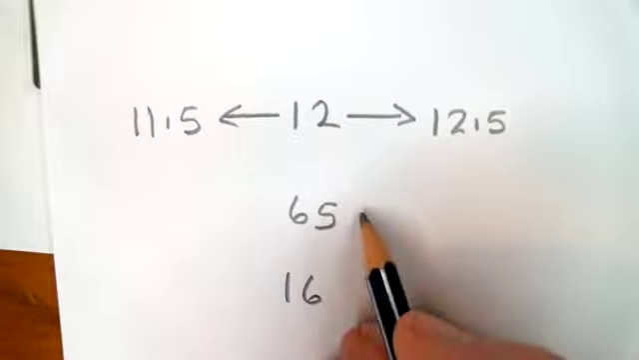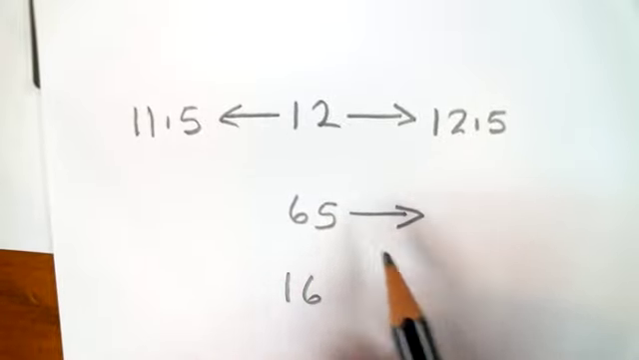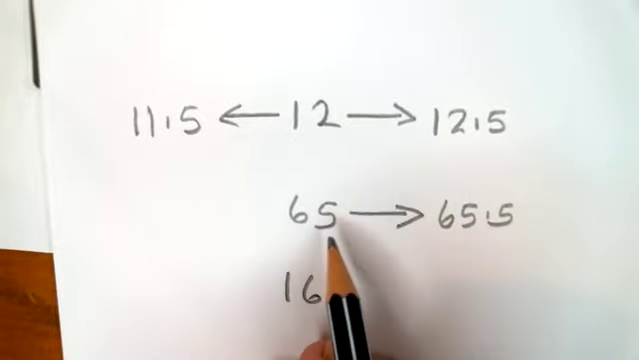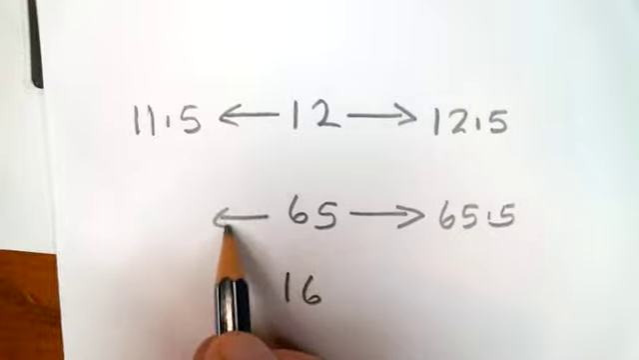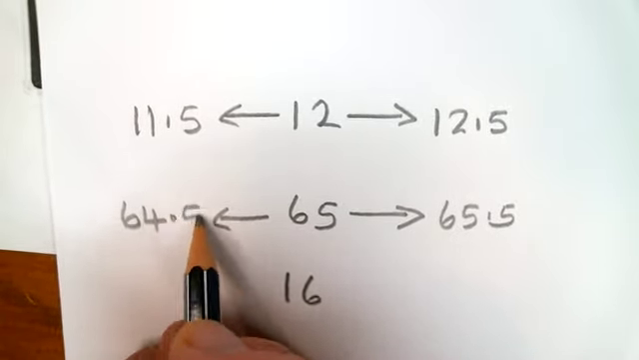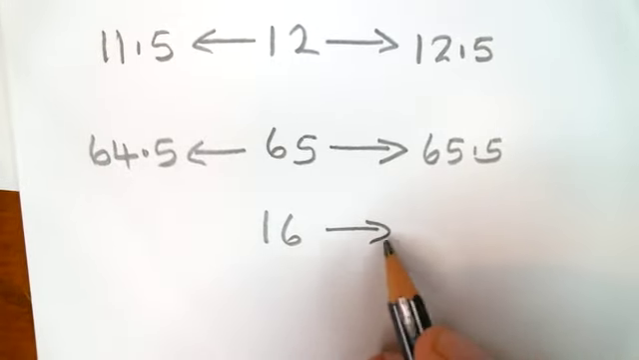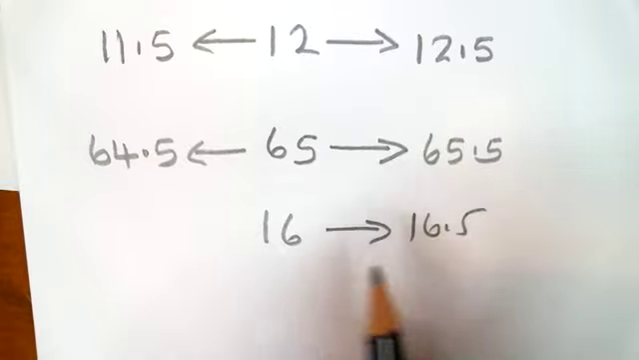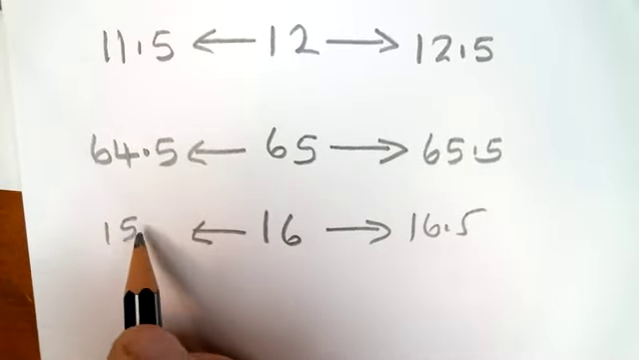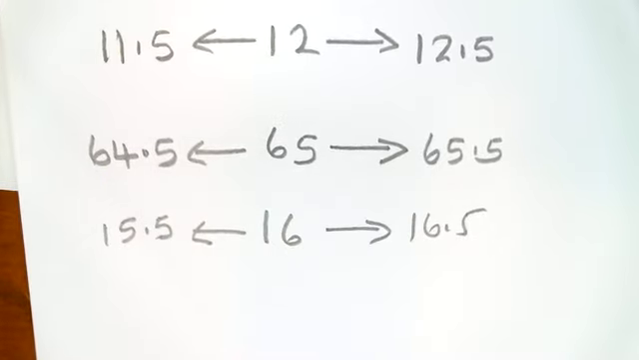Same deal here. So the smallest unit here is a 1. So this is going to be 65.5, and we're going to take half off this as well, which is going to be 64.5. There we go. Same with 16. This is going to be 16.5, and we'll take 0.5 off, which would make it 15.5. There it is. Now, here's the trick. The trick or the trap.